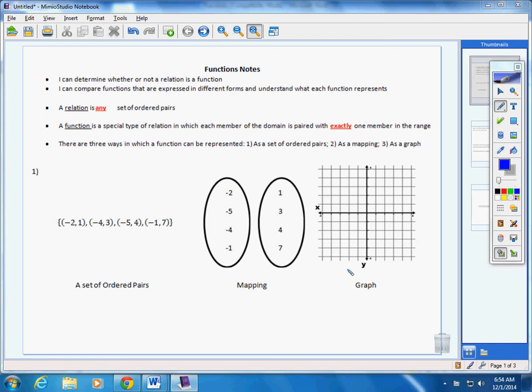Folks, here we go. New chapter, new unit. We're going to start talking about functions.